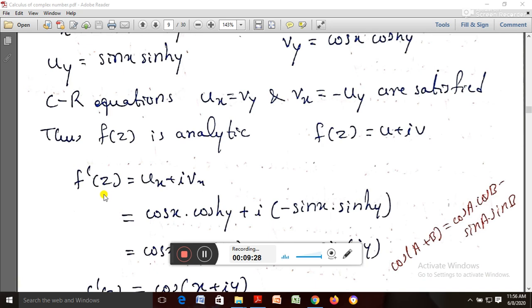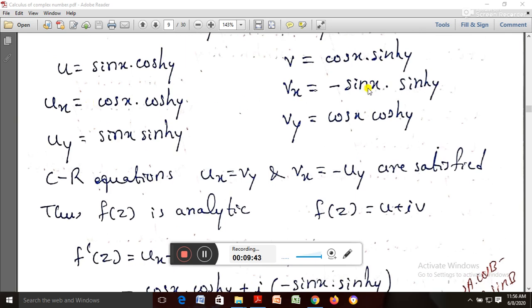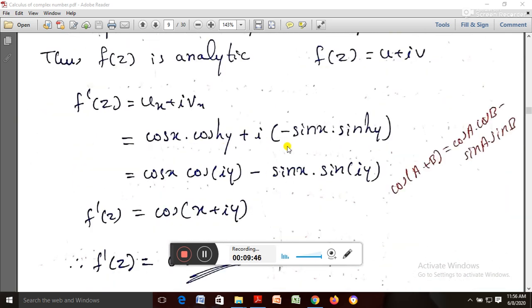If it is Cartesian, to find the derivative, f dash of z is equal to ux plus i into vx. So ux is cos x into cos hyperbolic y, plus i into vx, which is minus sin x into sin hyperbolic y. This is already calculated here, so substitute. Cos hyperbolic y can be written as cos iy, and sin hyperbolic y can be written as sin iy divided by i; the i cancels, giving sin x into sin iy.